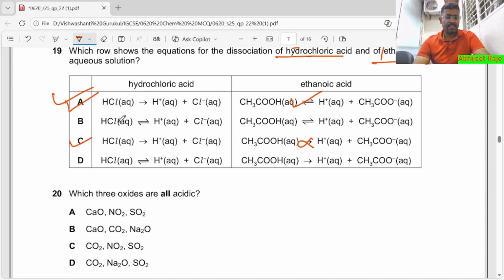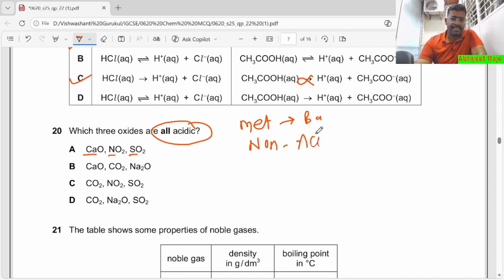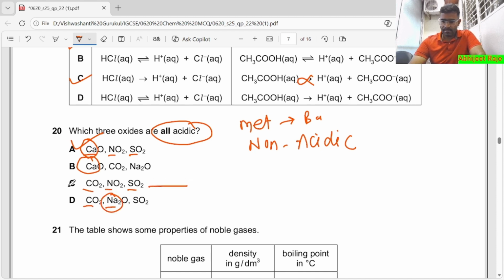Now, next, MCQ 20. Which three oxides are all acidic? Now look at here. Simple questions. Now this is calcium, nitrogen, and sulfur. Since non-metal oxides are acidic, simple straightforward rule. Here calcium oxide is basic. Calcium basic. Carbon, nitrogen, sulfur acidic. Option 20, C is correct, right? Why C is correct?